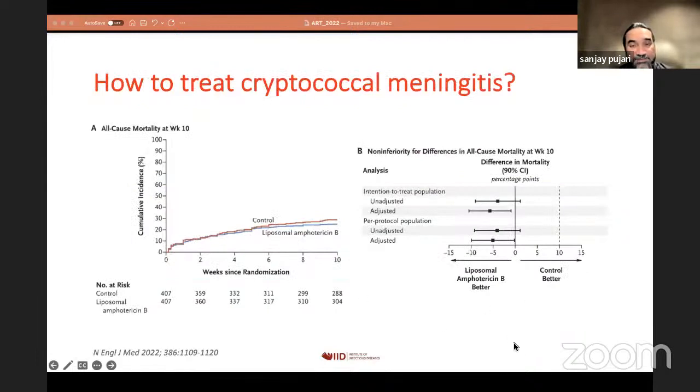One important advance has happened in the treatment of cryptococcal meningitis in the HIV infected scenario, where a single high-dose liposomal amphotericin B was shown to be non-inferior to the conventional amphotericin B with flucytosine regimen.